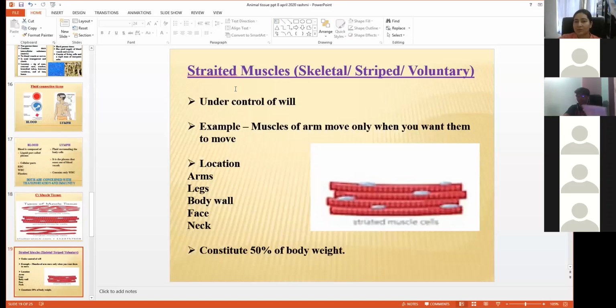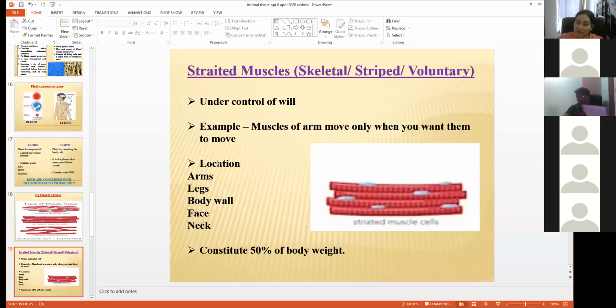Children, striated muscles are under the control of your own will. For example, muscles of the arm move only when you want them to move. See, I am waving my hand, saying hi. I want to say hi, only then these muscles will move. If I don't want to move, my muscles will not move. That means I am controlling those muscles, and because of that they are called voluntary. It is under my control, right?